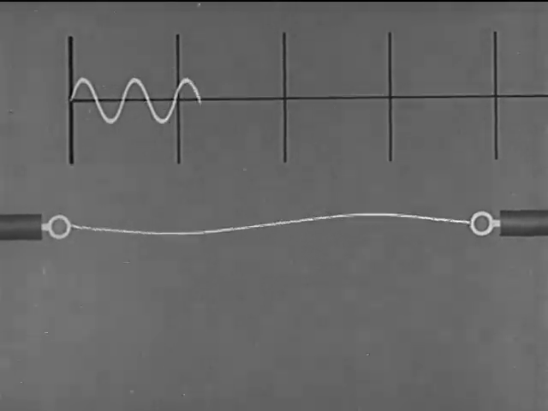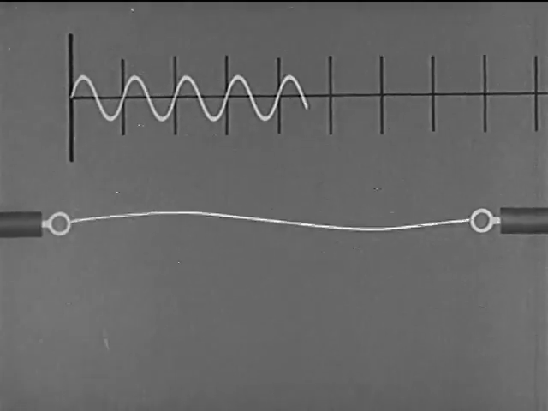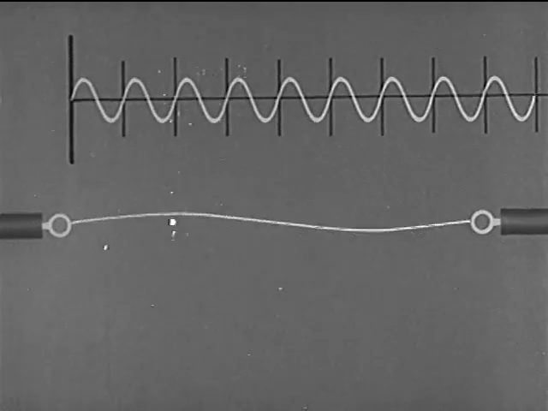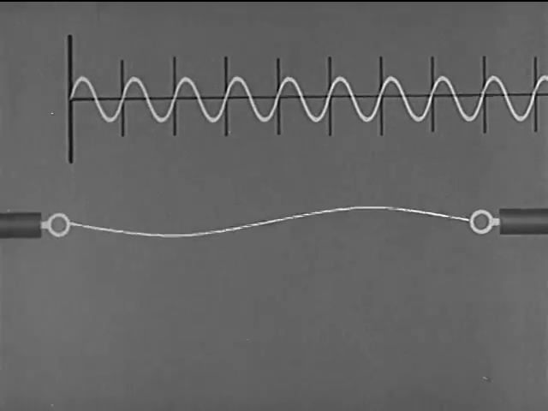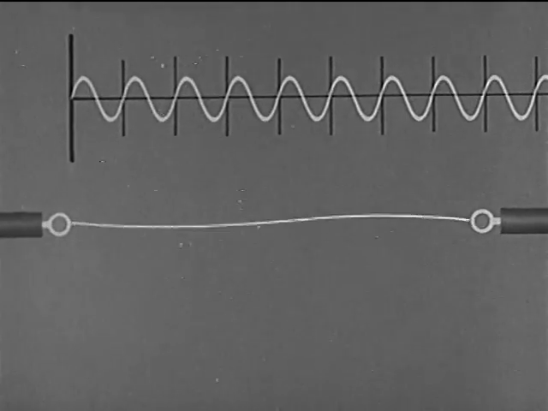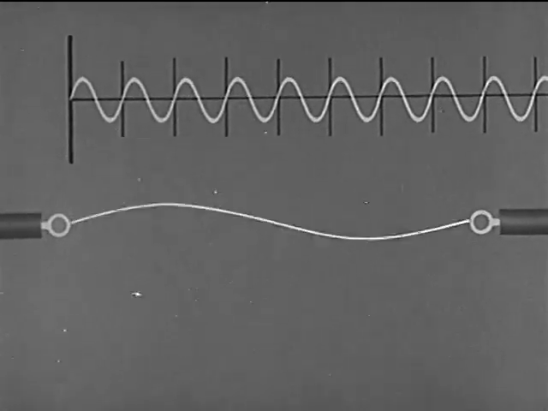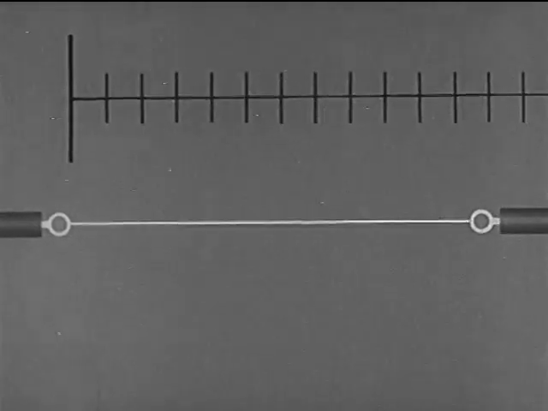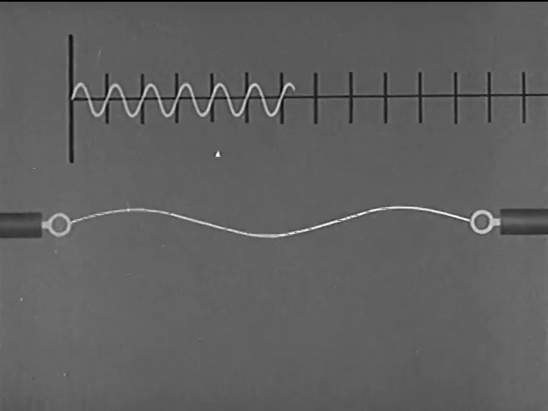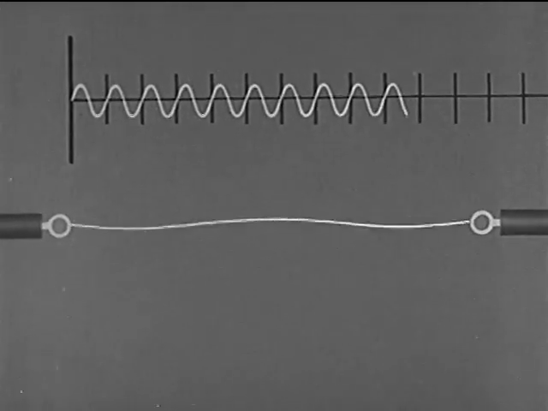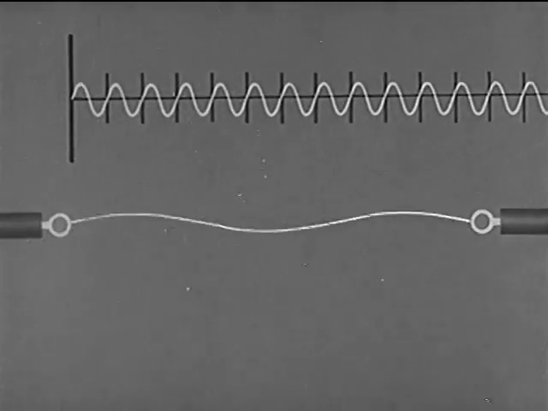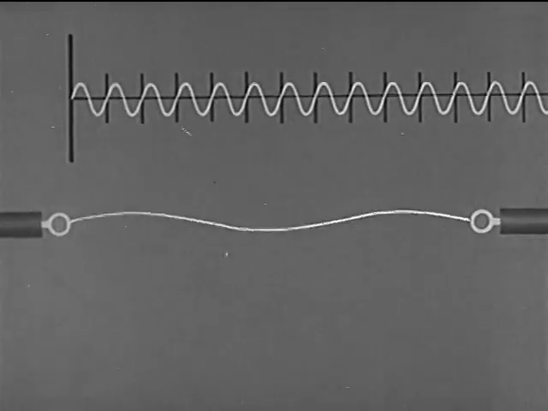If the string vibrates in 2 segments, it produces a wavelength that's 1/2 that of the fundamental. This is the first overtone, which may be called the second partial. Since wavelength is inversely proportional to frequency, the frequency of the first overtone is twice that of the fundamental. When the string vibrates in 3 segments, it produces its second overtone, the third partial. Here, the frequency is 3 times that of the fundamental.